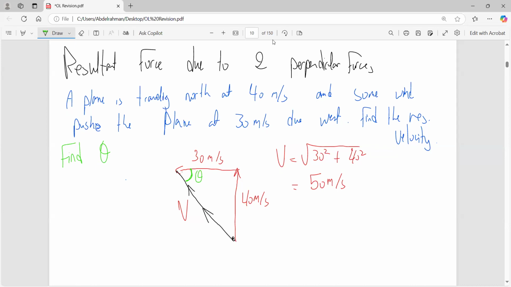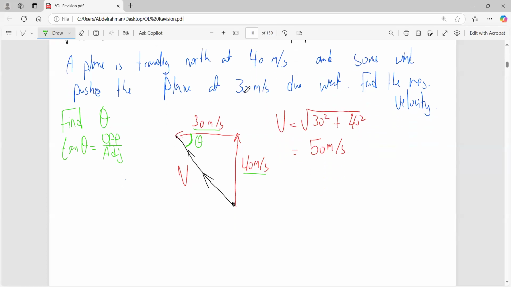Using trigonometry. If you have theta, you have the opposite and you have the adjacent. So tan theta is equal to what? Opposite over adjacent. To make life a bit easier, I tell you, to find theta, use tan inverse. I'm telling you, in 99% of the questions, theta is equal to tan inverse of y over x.